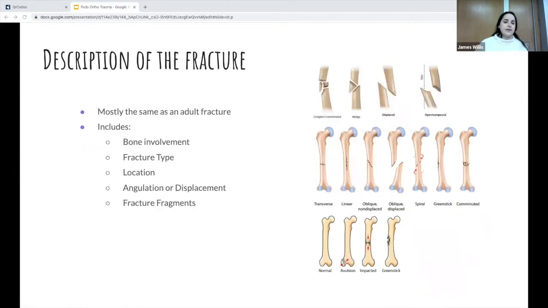In terms of the description of the actual fractures, it is the same as with adult patients. You want to be as specific as possible when you're calling ortho. You want to say which bone is involved, if it is one bone or tibia and fibula, the fracture type, if it's open or closed, the location, if it's distal, proximal, midshaft, if it involves the growth plates. You also want to talk about the angulation and the displacement of the fracture fragments.